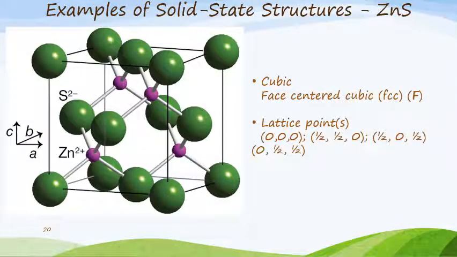So this is the third part of the unit on solid state structures. I'm just going to quickly show you two examples of a face-centered structure and a body-centered cubic structure. So the first one we'll look at is zinc sulfide. Zinc sulfide atoms are arranged in a face-centered cubic manner.